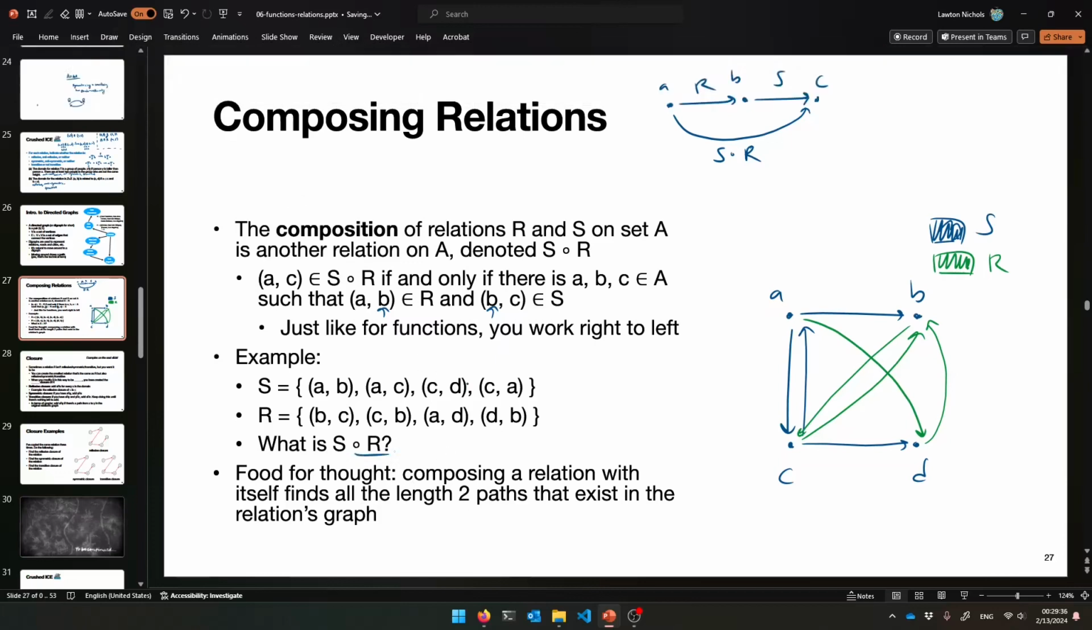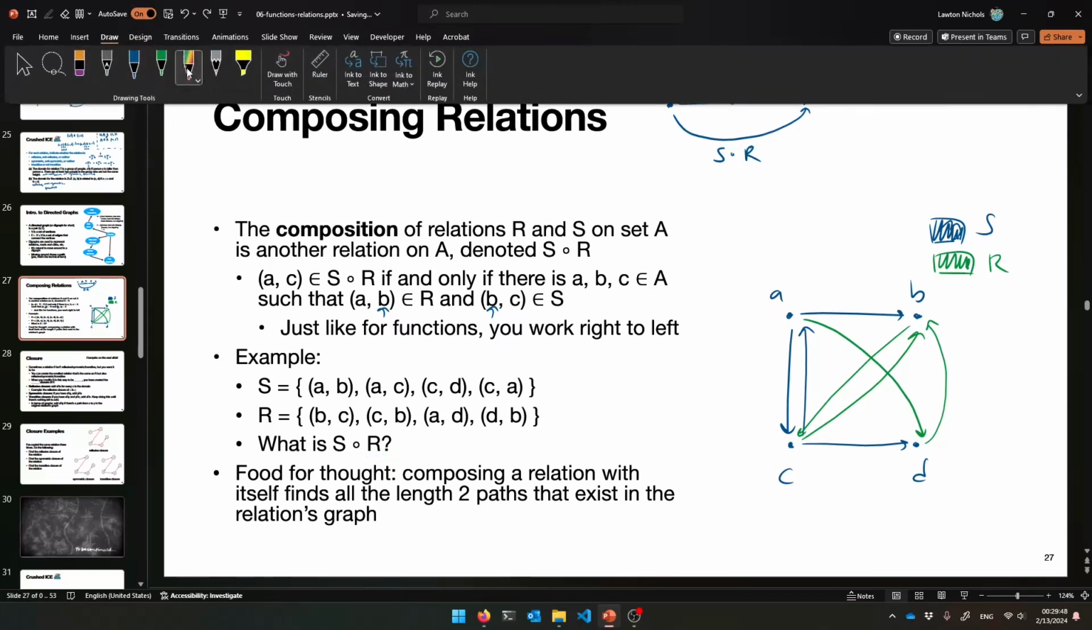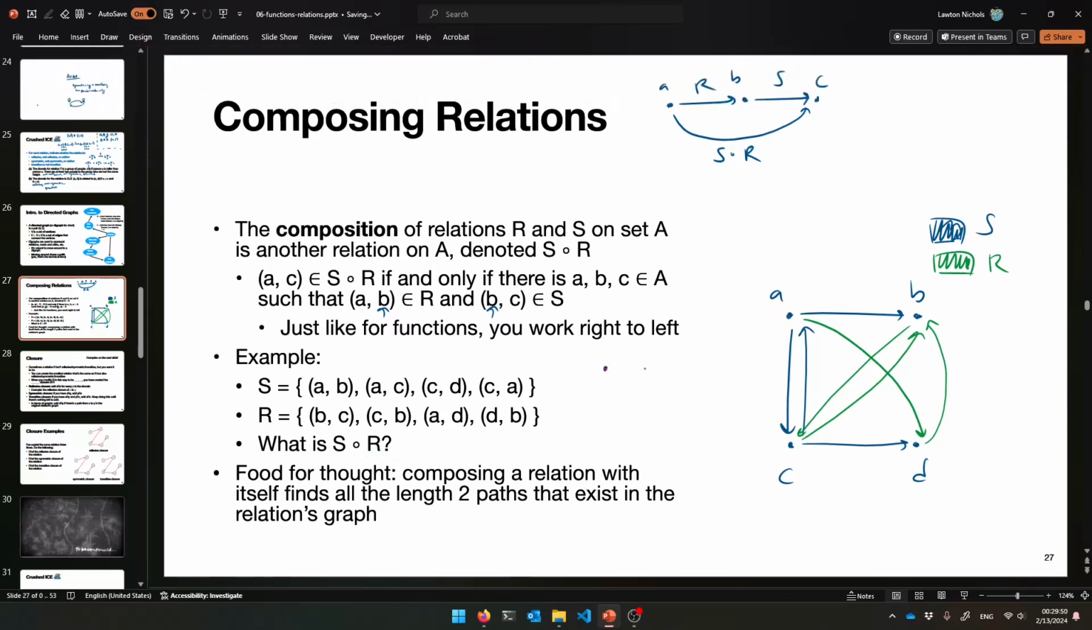You're going to follow things in R, see where they overlap, and then follow another arrow of S. Anything that's combined like that, you can say are related under the composition. So let me redraw the set in rainbow, and then I'll draw in, as rainbow arrows, the composed relation. So here's A, B, C, and D again.